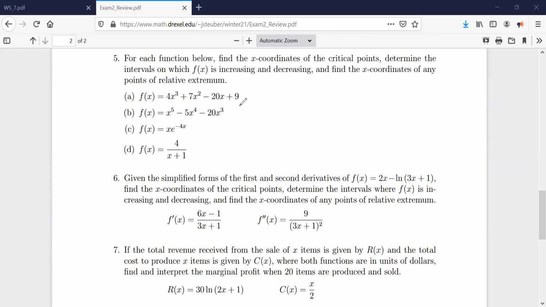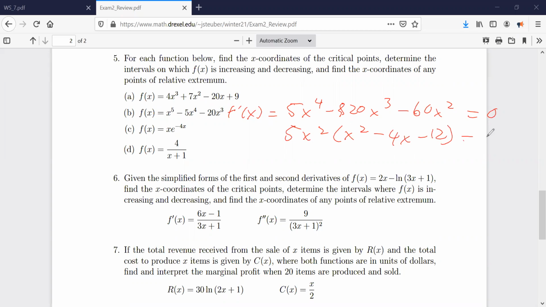In fact, it'll actually be slightly easier because there'll only be 2 points instead of 4 potential ones that you have to check. So let's do the derivative of this, and that's going to give me 5x to the 4th minus 20x cubed minus 60x squared is equal to 0. So now I'm just going to see how I can factor this. I can pull out a 5, right? And I can pull out an x squared. And that leaves me with x squared minus 4x minus 12 is equal to 0.